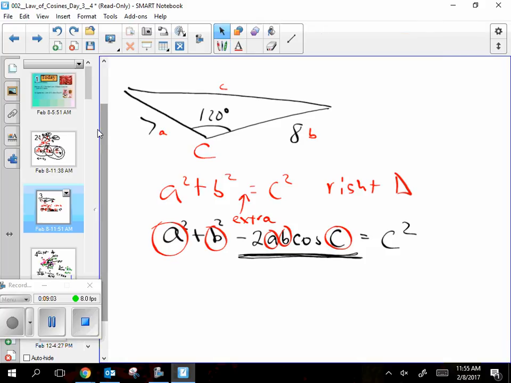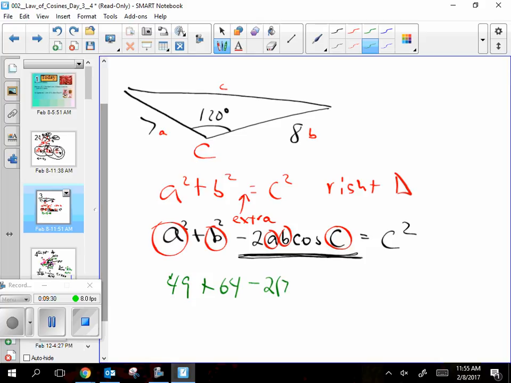So a squared plus b squared minus 2ab cosine C now has become 7 squared, which is 49. I'm just going to write that right off the bat. Plus b squared is going to be what? 64. You should be writing right now, not just watching me. Minus 2 times a, which is 7, times b, which is 8, cosine C, and the angle C was 120, is equal to c squared.